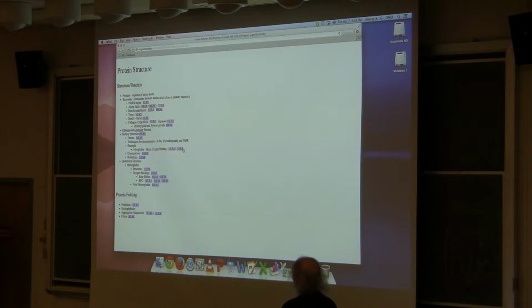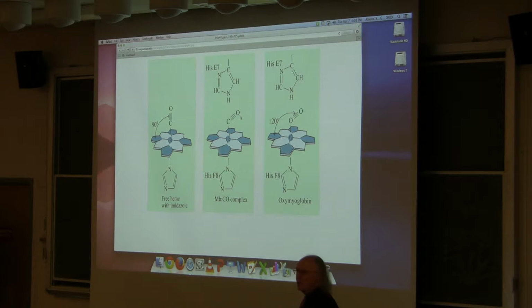Oh, by the way, notice I said carbon monoxide, not carbon dioxide. Carbon dioxide is also poisonous, but for different reasons, and not because it is bound by the iron. It's not bound by the iron at all.